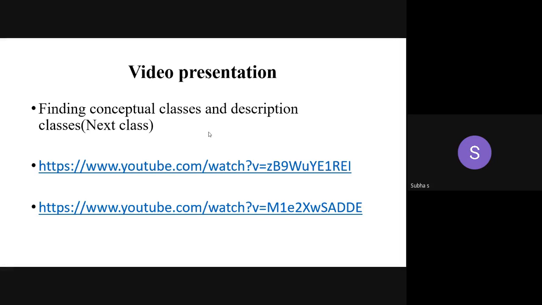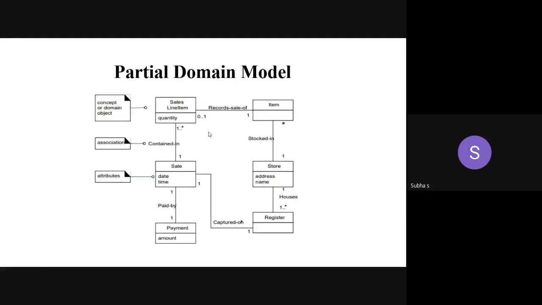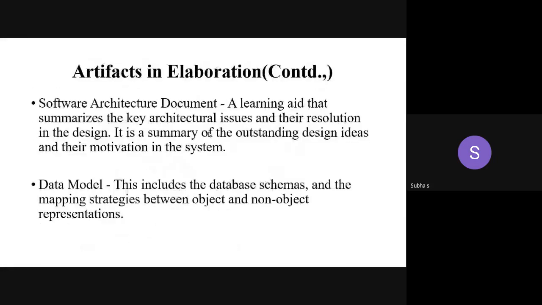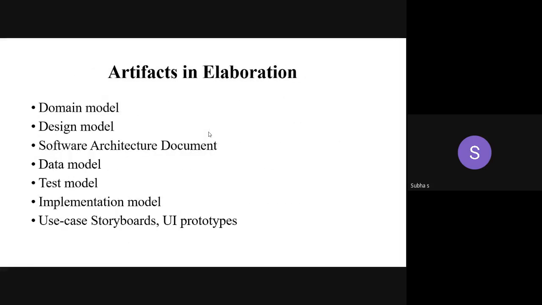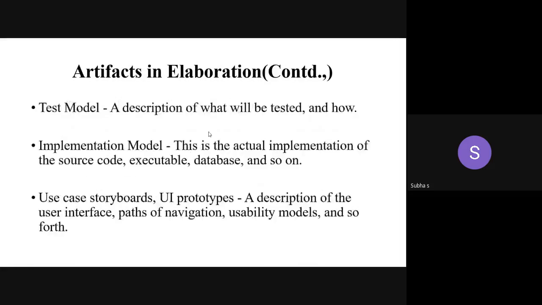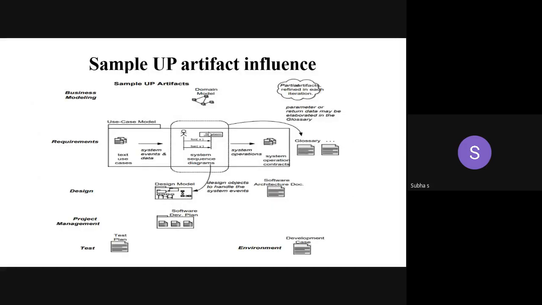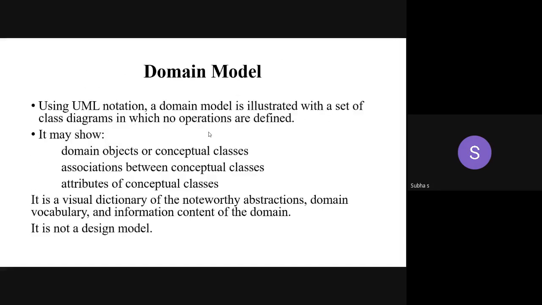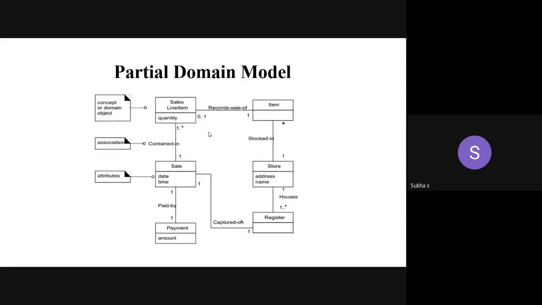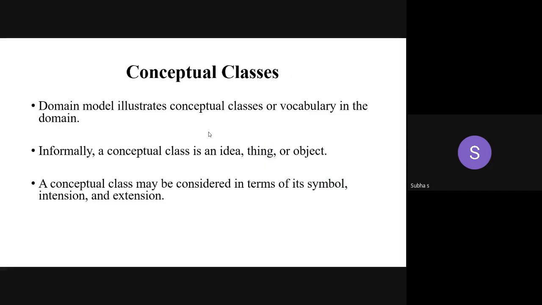I hope you are clear with these things. What is the domain model? In this class, we saw what are the artifacts that are used in the domain model. Then in detail we saw what are the major artifacts. There are 7 artifacts that are used in elaboration. In particular, we saw how the domain model is used and how the domain model is represented, with a simple example with respect to the POS, the next gen POS.